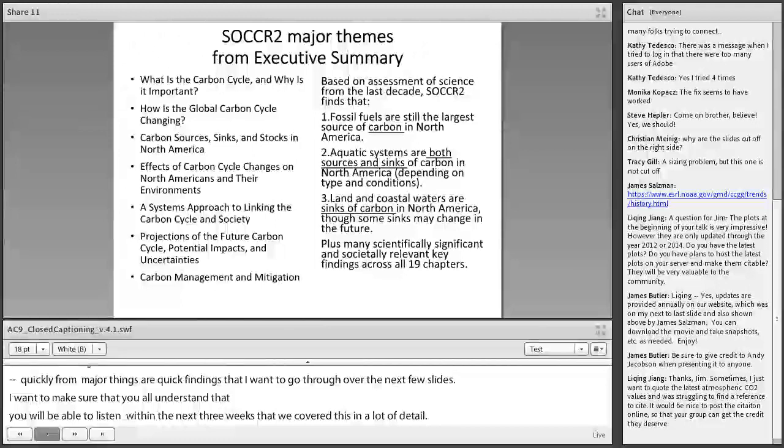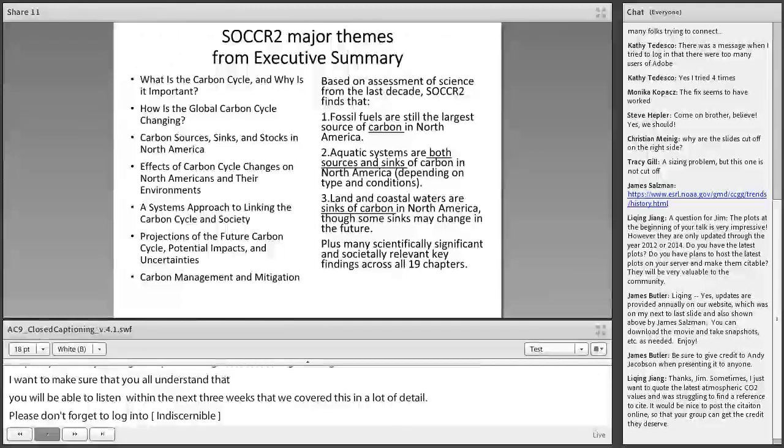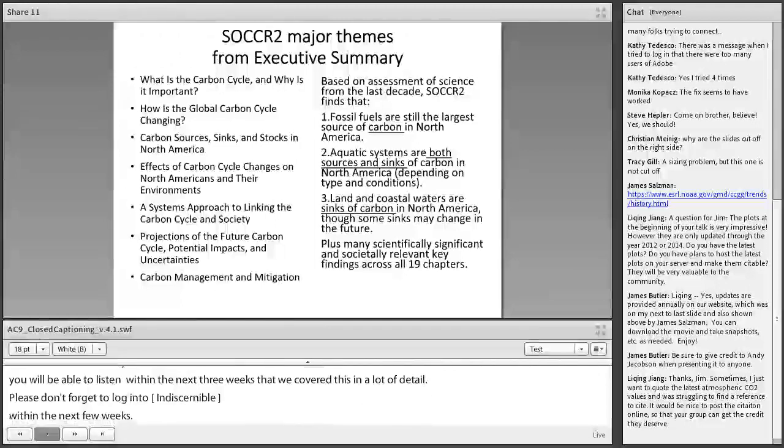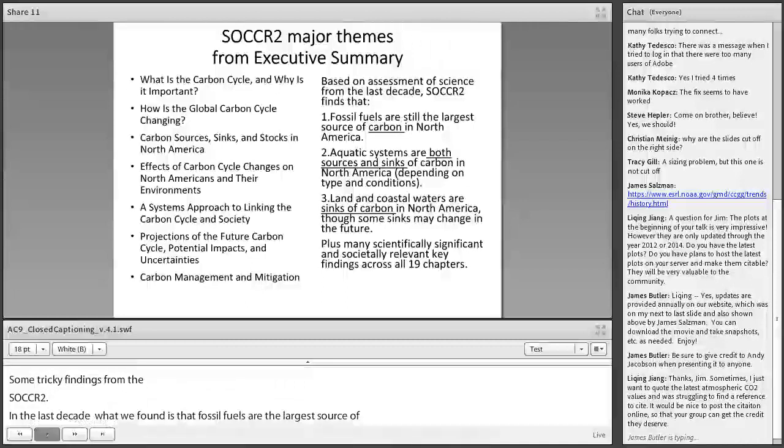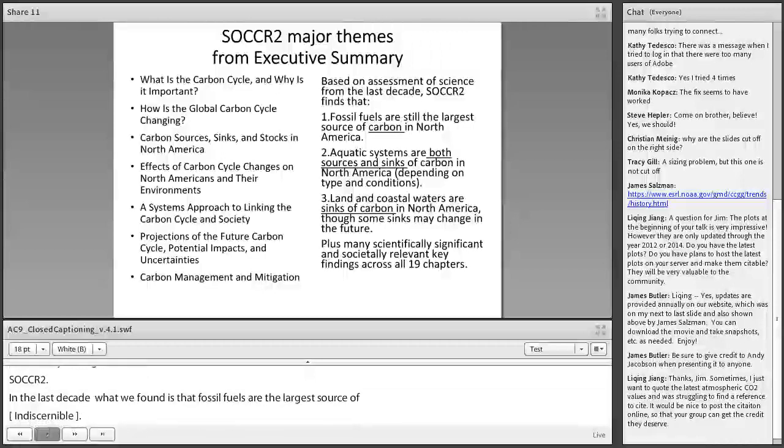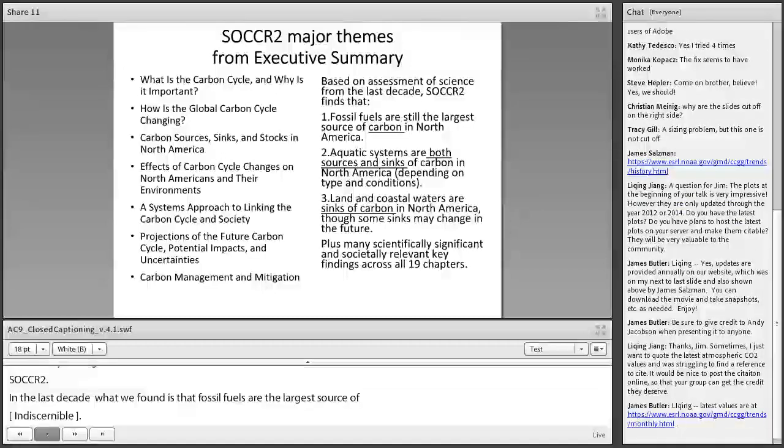So, three key findings from SOCCR2: in the last decade, since SOCCR2 is a decadal assessment of carbon across North America, what SOCCR2 found is that fossil fuels are still the largest source of carbon in North America. Aquatic systems are both sources and sinks of carbon. Land and coastal waters are sinks of carbon in North America, but the sinks may see changes in the future. Okay, next slide.